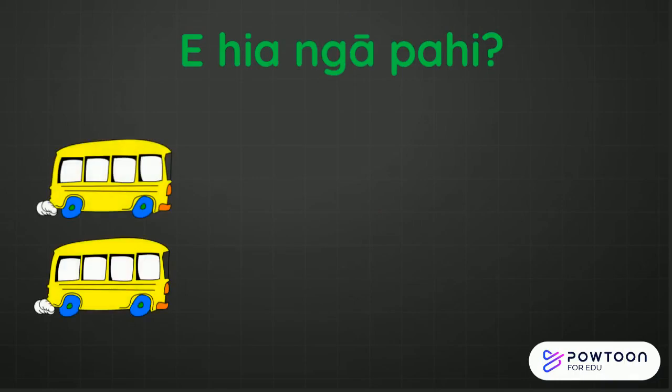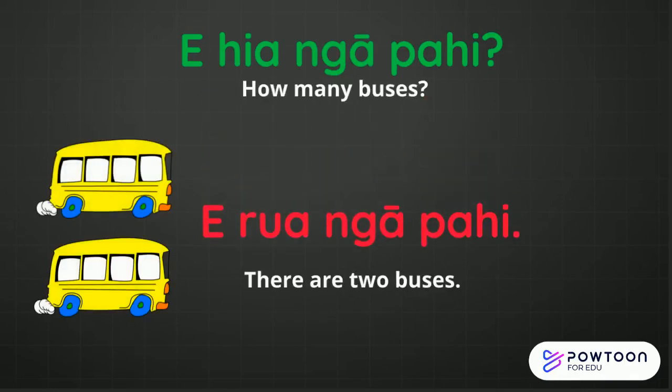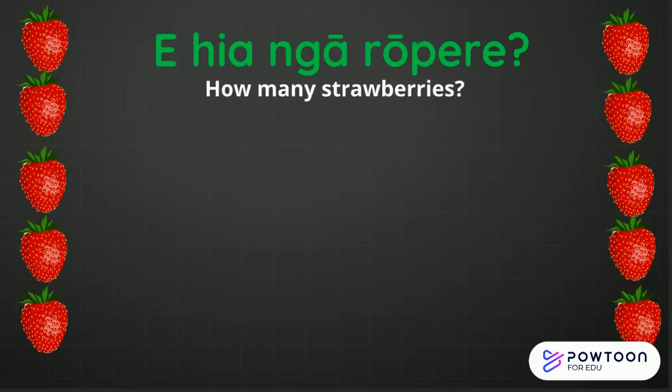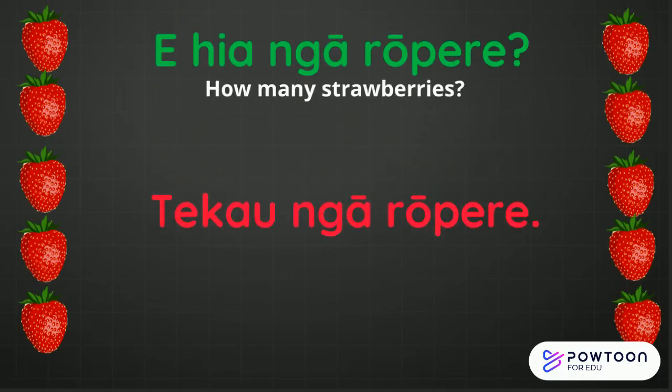E here ngā pahi, how many buses? E rua ngā pahi, there are 2 buses. E here ngā rōpere, how many strawberries? Tekau ngā rōpere, there are 10 strawberries.